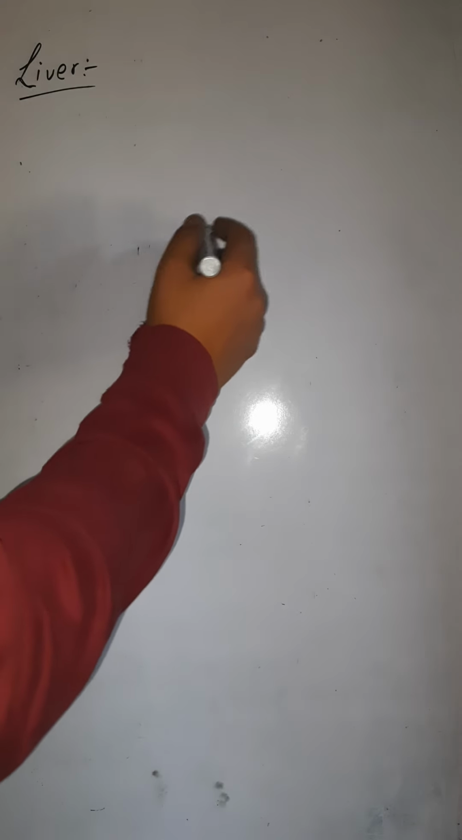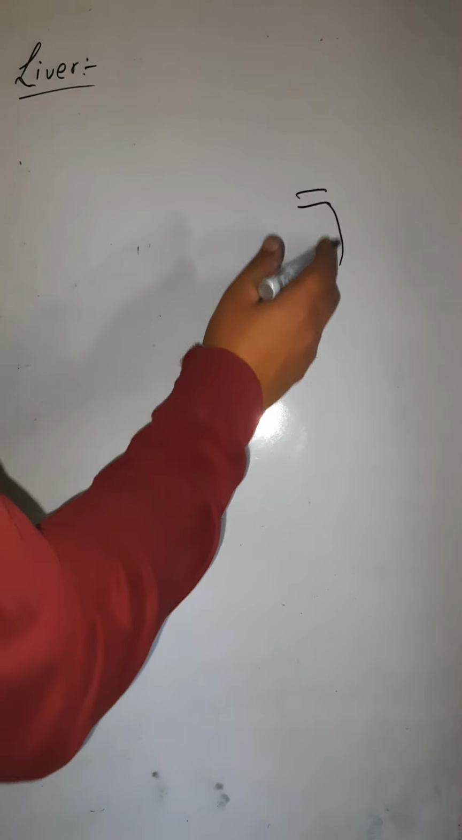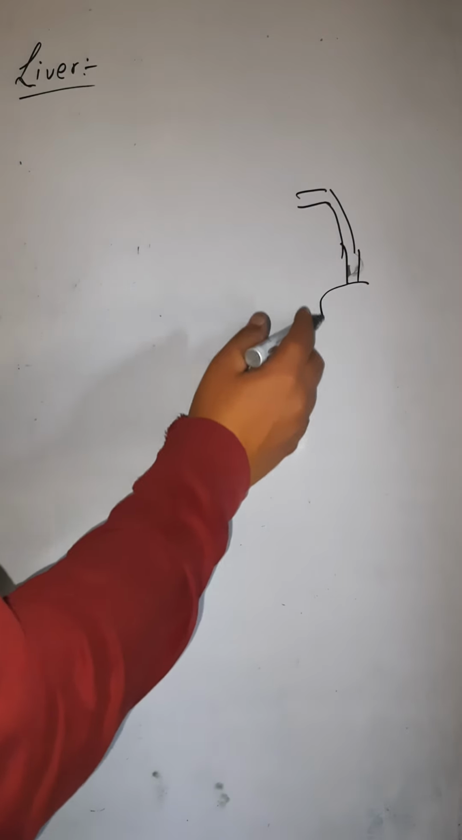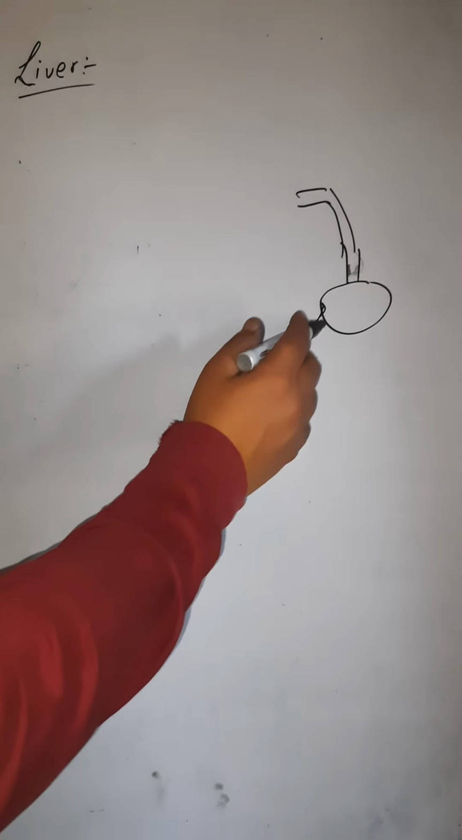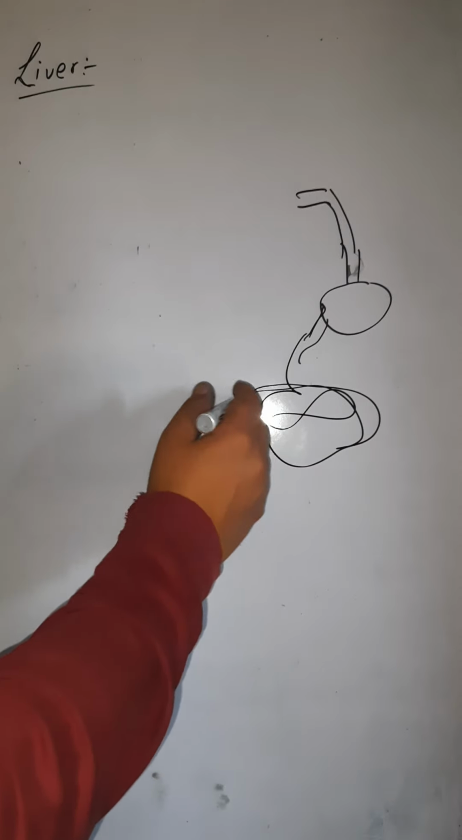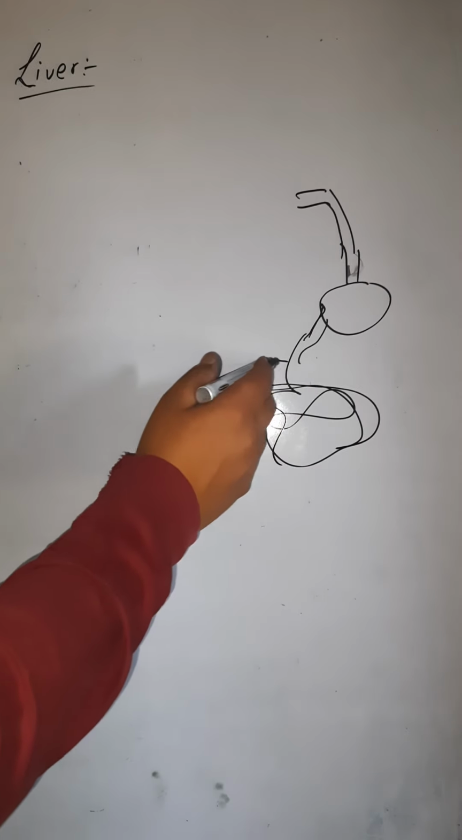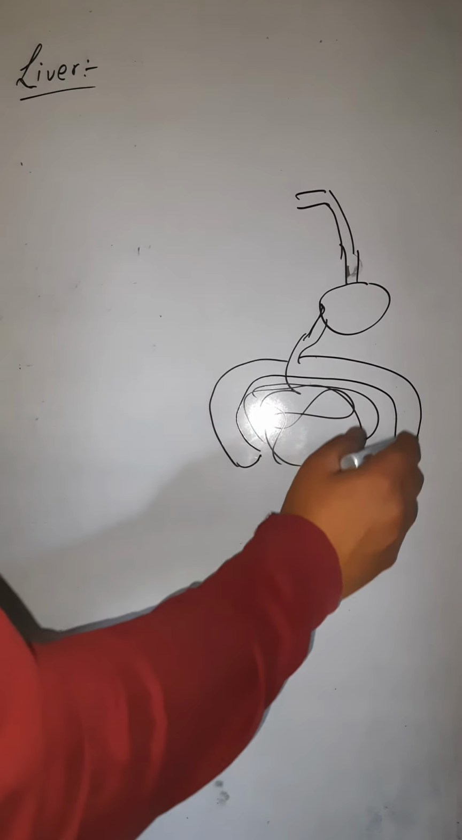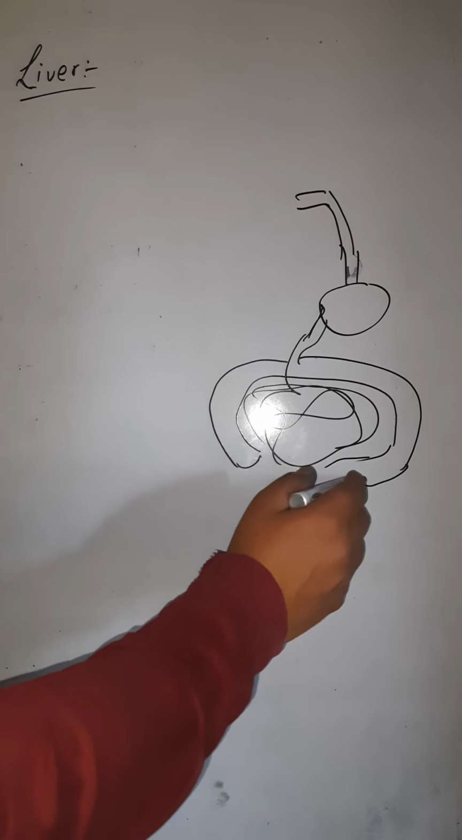If you have made the figure of the digestive system, you would have seen that first comes the buccal cavity. First the food reaches the buccal cavity, then through the esophagus the food reaches the stomach. This is the stomach, and from the stomach the food goes into the small intestine. Here you would see your small intestine. From the small intestine it reaches the large intestine, and ultimately the large intestine opens into the rectum.